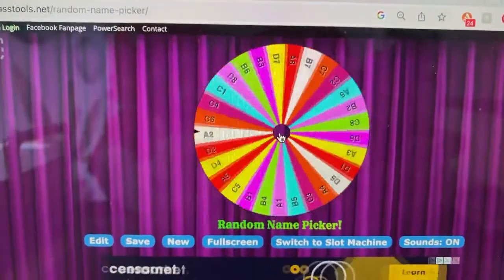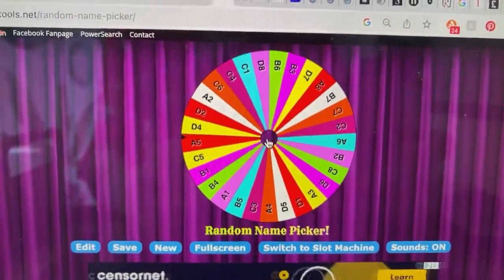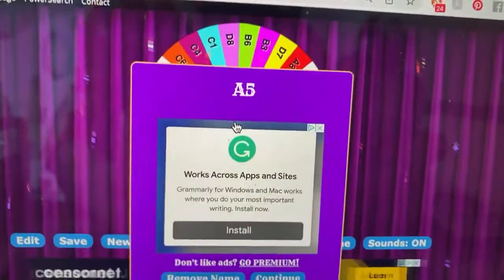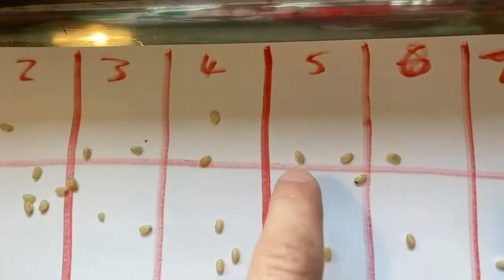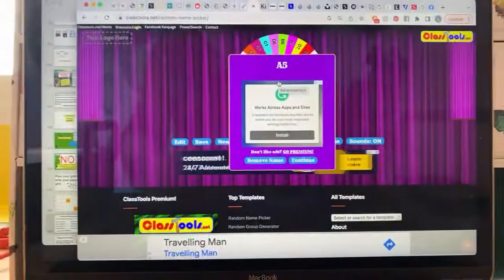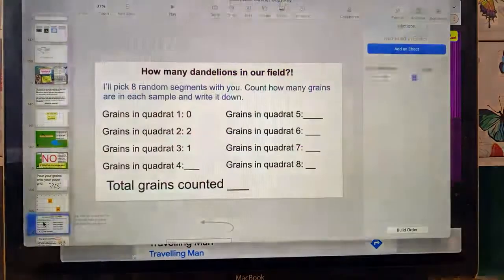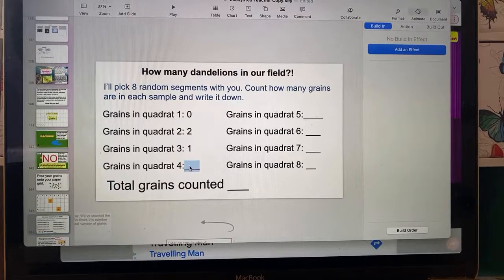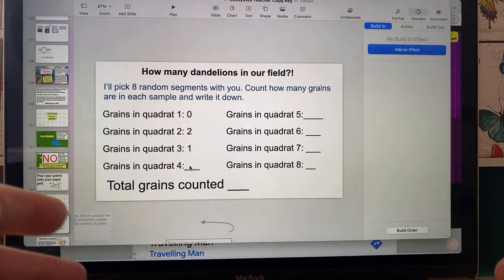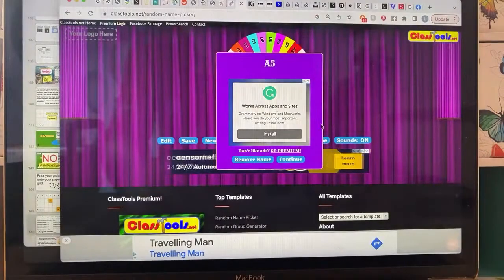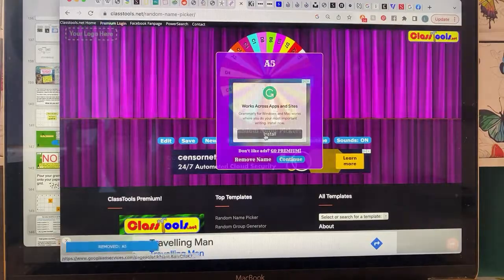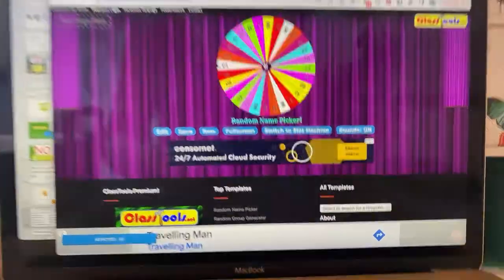I feel like I'm making this far more exciting than it has to be. A5. So go to A5. Like I said, I'm going to try and stop saying the numbers because it will get really annoying for you. A5. What's in A5? Write it down. And the next one.